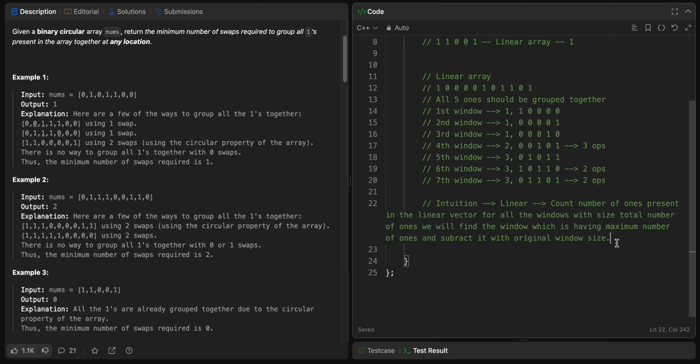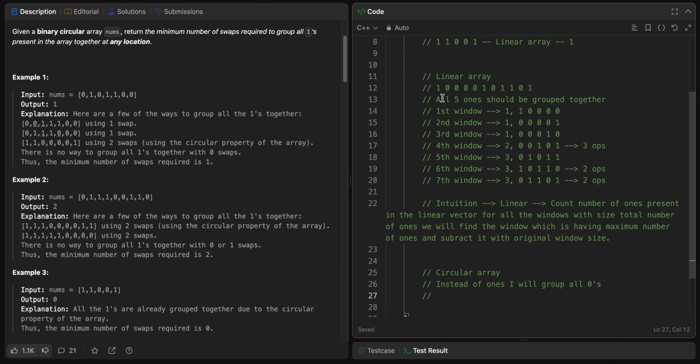So now here comes the second part of it, which is the circular array. I'm proceeding with a fairly simple approach. See, if it's a circular array, instead of ones, I'll group all zeros. How would that help me? The approach here would be exactly equal to our above approach, but here I'll group all the zeros together.